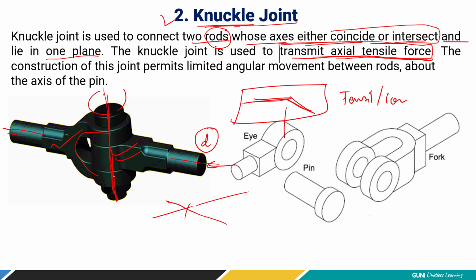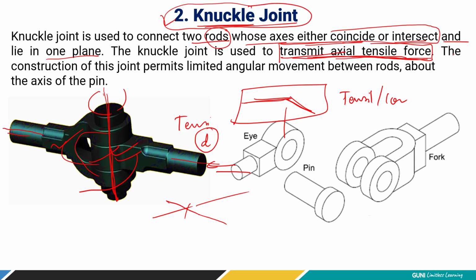तो यहाँ पे क्या है? बीच में पिन है और राउंड है. So when you apply compressive force, it will swell. It will try to rotate like this, right? So because of that, you cannot apply the compressive force. You can only apply the tensile force. Right, so knuckle joint is basically designed to sustain or transmit tensile axial force.